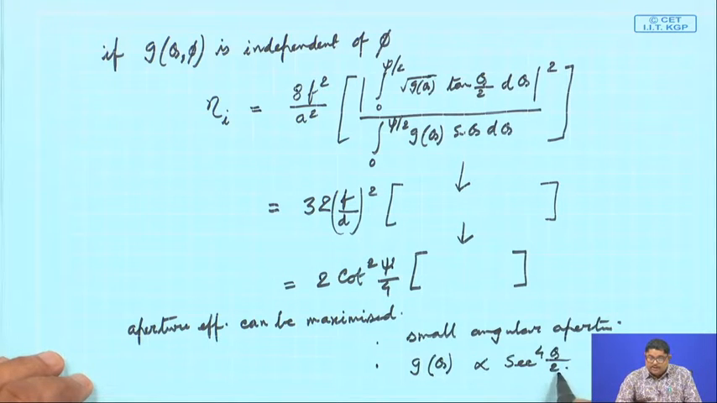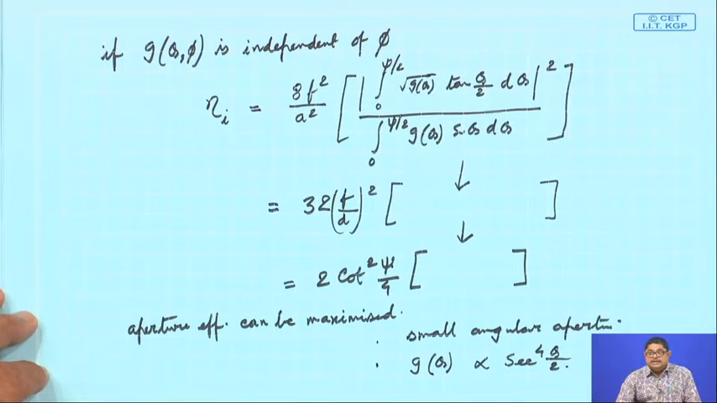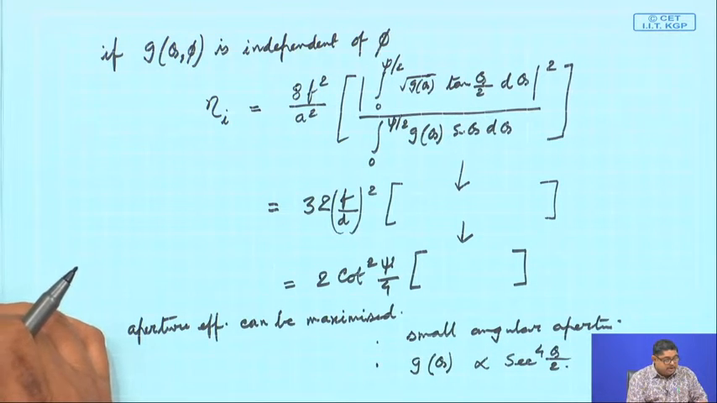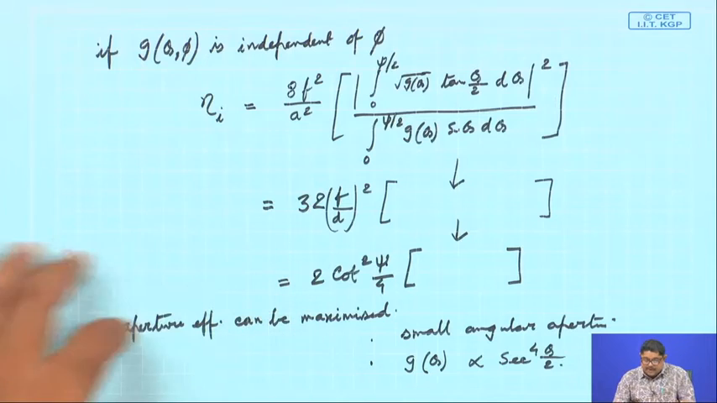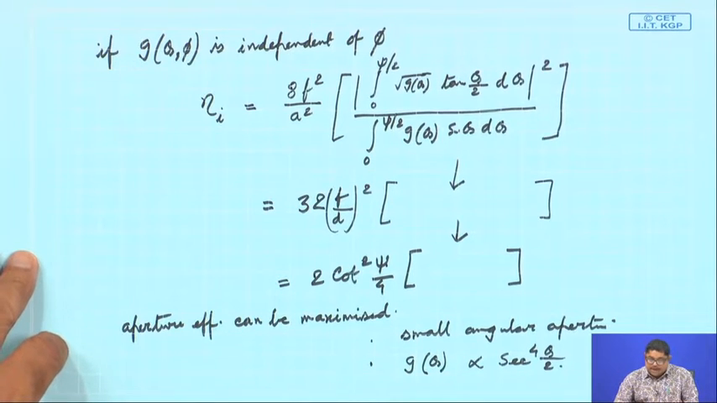But the problem is, if we take this choice, then the spillover efficiency gets worse, because that becomes a pattern which has much more radiation in the edges. So, that is why this illumination efficiency cannot be considered separately. Now we will have to find a function that can maximize this.